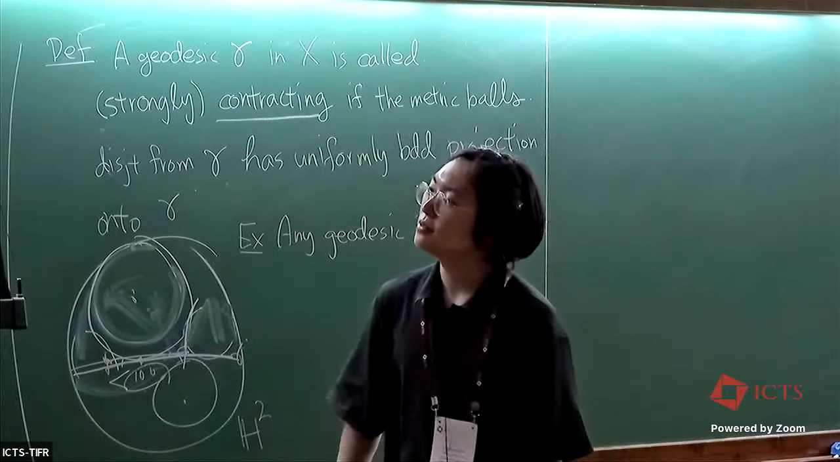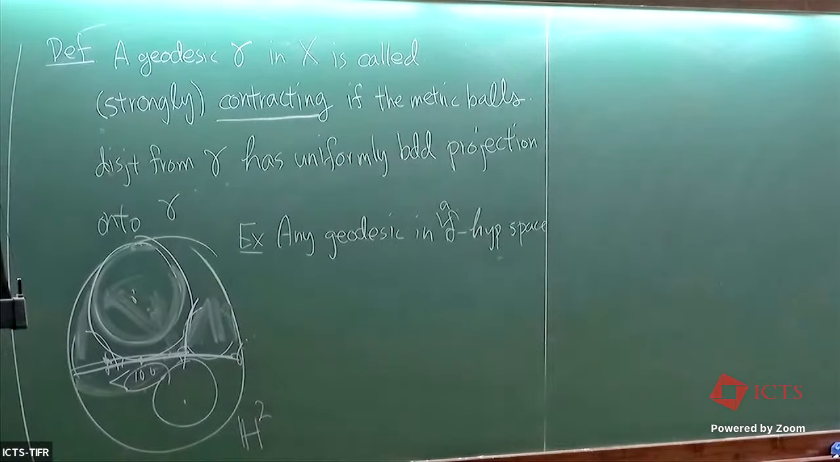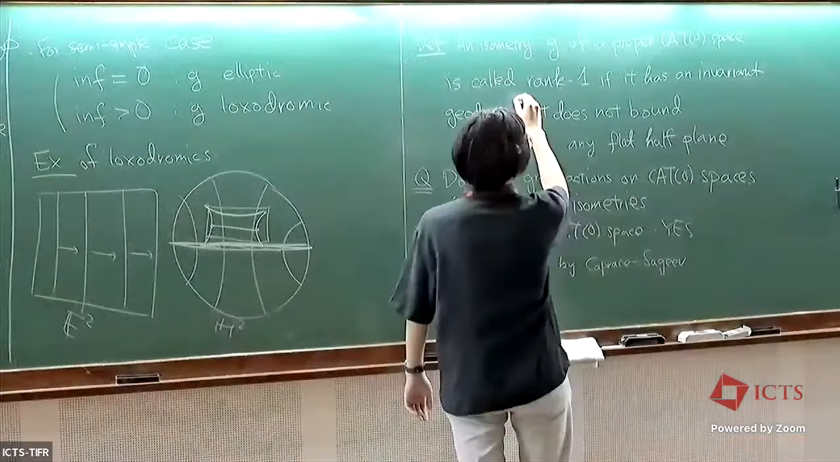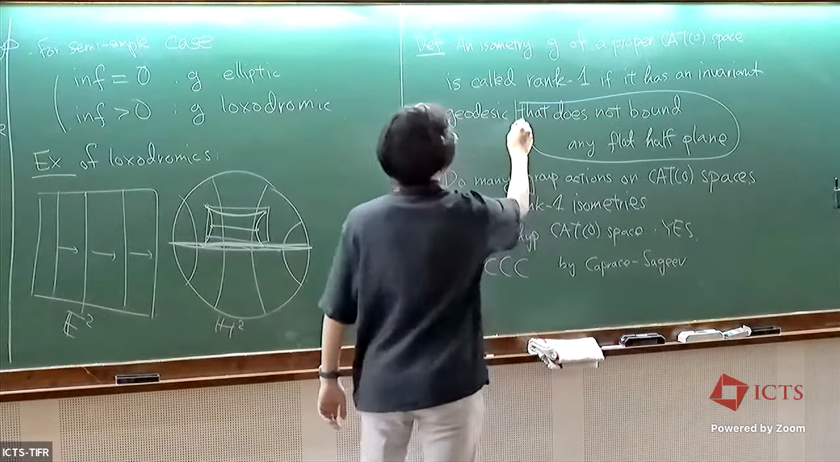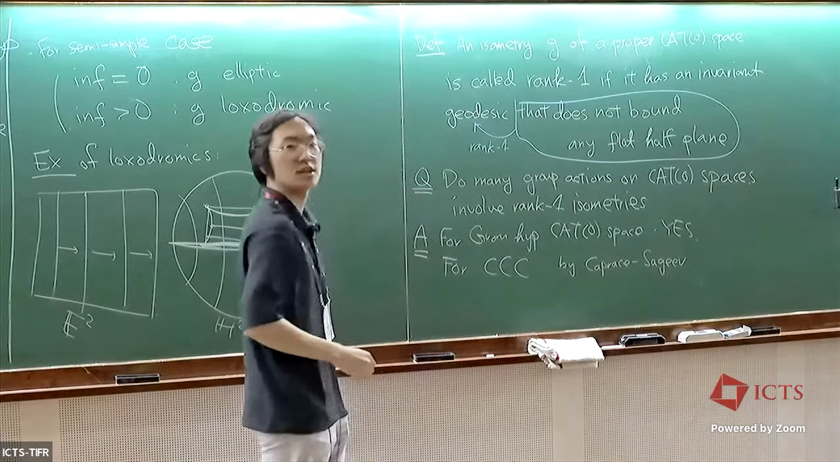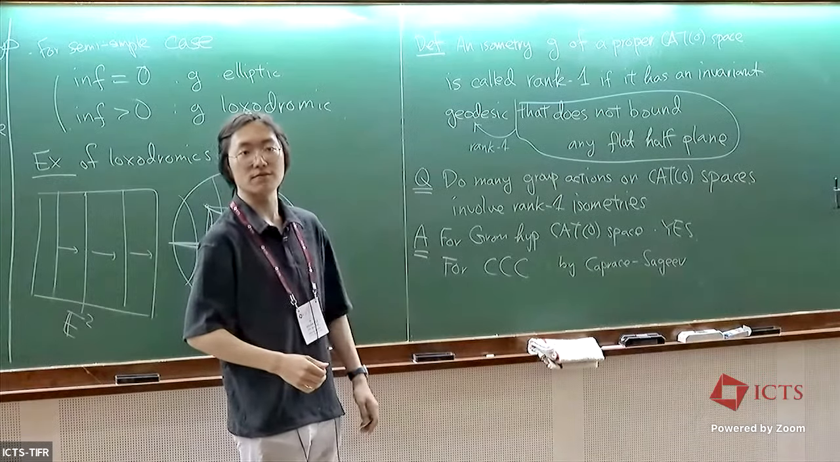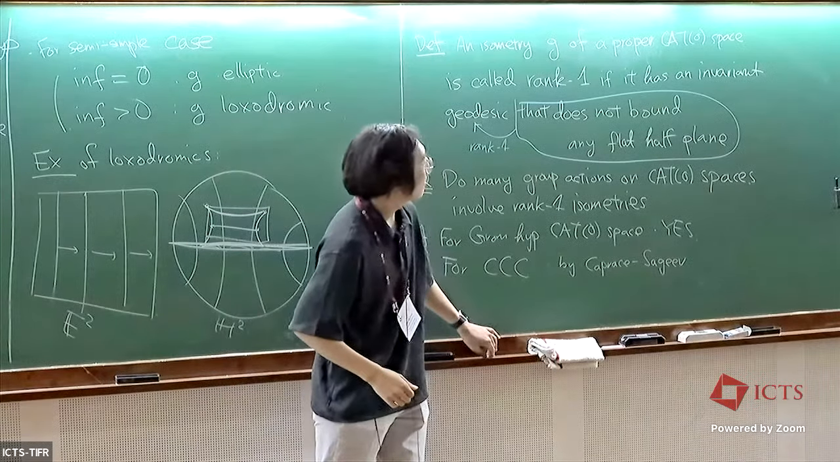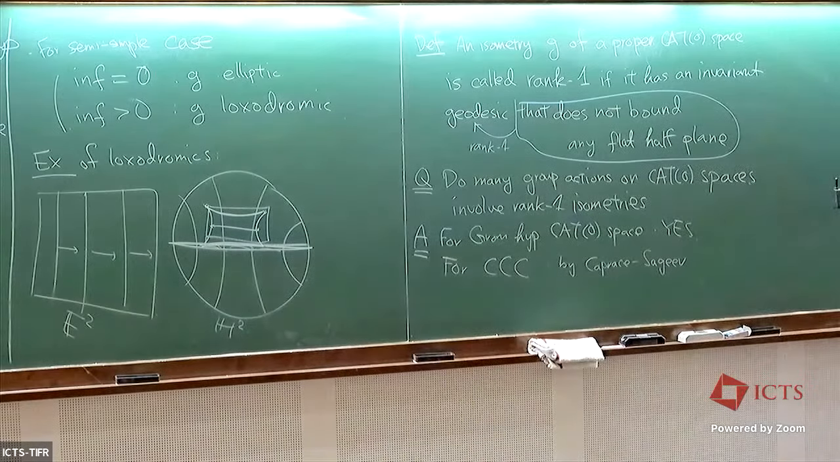And also, I defined rank 1 isometries like so, but let's do some cheating. This is a property enjoyed by this geodesic, so I will call this property also rank 1. So a geodesic in a CAT(0) space is rank 1 if it does not bound a flat half plane. So you can anticipate that any rank 1 geodesic in a CAT(0) space is also strongly contracting.